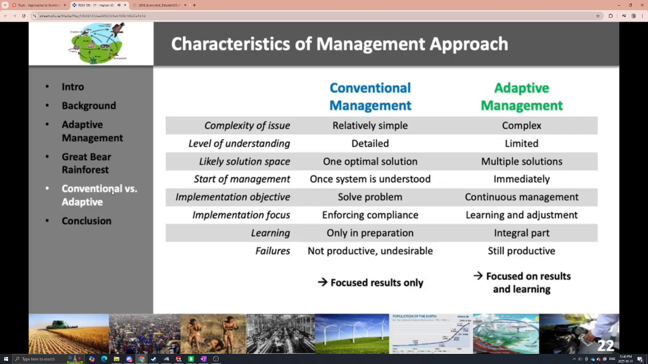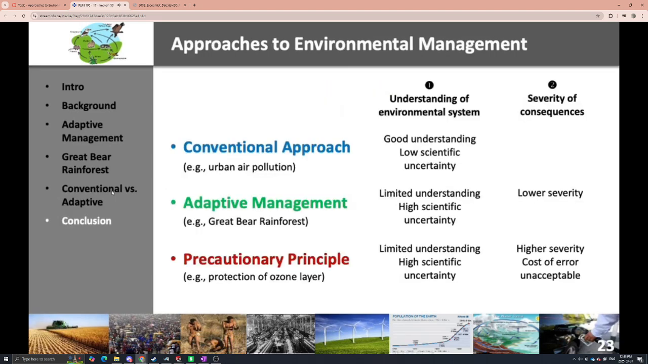In the end, the conventional approach is focused on results only, whereas the adaptive management approach is focused on results and learning. Say it with me, adaptive management is learning by doing. This brings our discussion of the adaptive management approach for environmental changes to an end. In the next lecture, we will look at the third of the series on environmental management and then look at the precautionary approach.